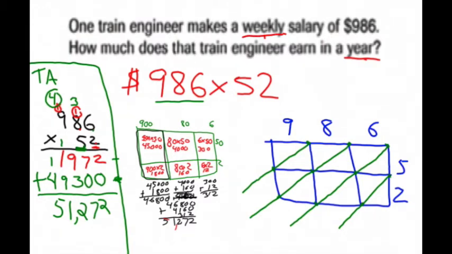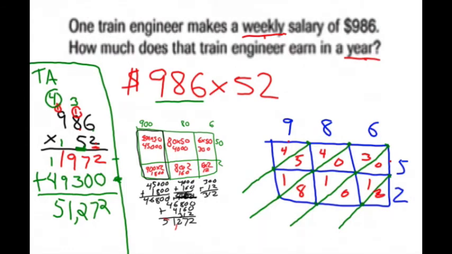Okay, now you just do times facts. What's above here and to the side here? 9 times 5, so I put 45 like this. 8 times 5 is 40, goes in there like that. 6 times 5 is 30. 6 times 2 is 12. 8 times 2 is 16. And 9 times 2 is 18. Now, each slide is its own addition.